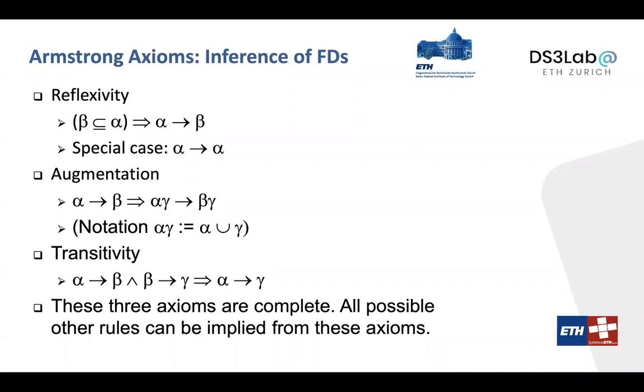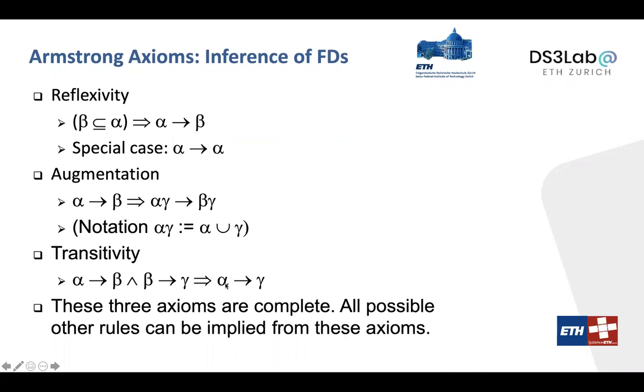First, you have reflexivity: if beta is a subset of alpha, you will have a trivial functional dependency from alpha to beta. We talked about augmentation: if you have alpha to beta, you will have alpha gamma to beta gamma. And transitivity: if you have alpha to beta and beta to gamma, you have alpha to gamma.